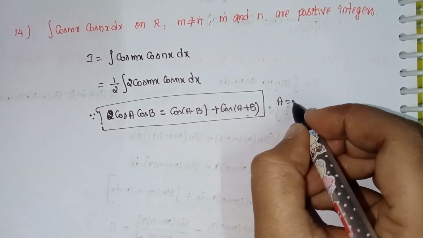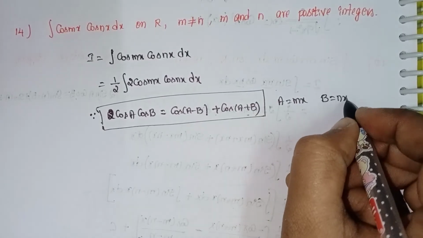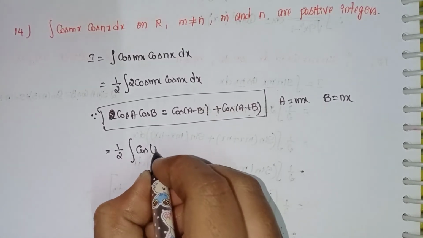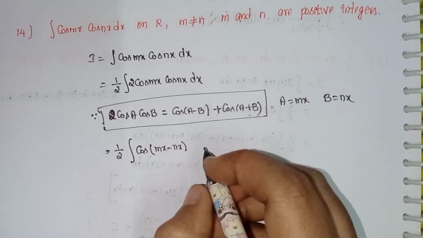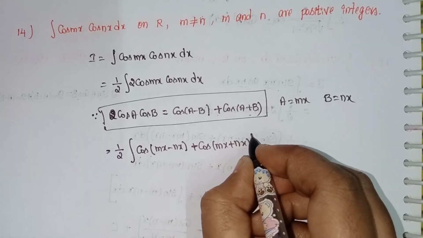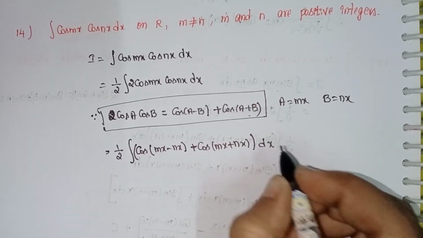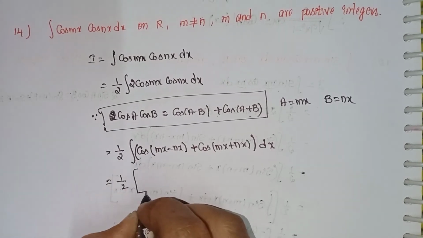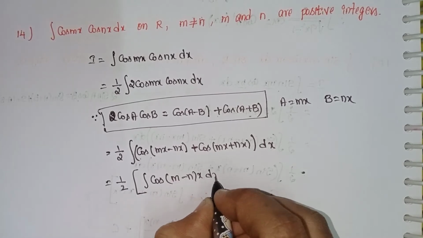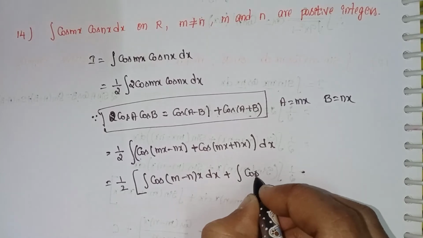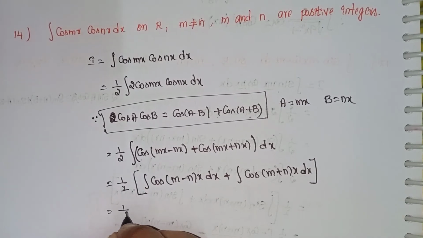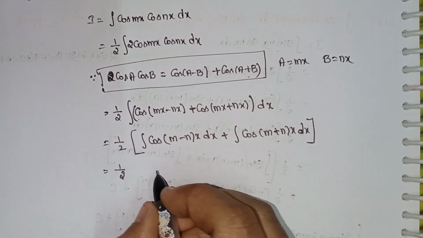Here in the place of a, mx is there, and in the place of b, nx is there. So 1 by 2 times the integral of cos of (mx minus nx) plus cos of (mx plus nx) whole into dx. Now you can write the integration separately: integral of cos of (m minus n) x dx plus integral of cos of (m plus n) x dx. Close the bracket, 1 by 2 times.